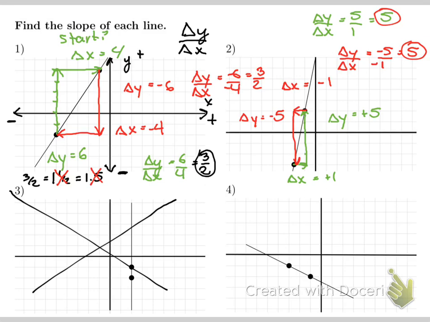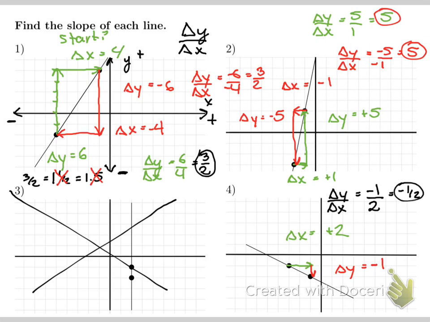Let's do one more example, and then we'll end this video. So this next one, we are going to start at this point. Let's say I find my delta x first, and I find that my delta x is +2. And then from here, I can go down, and that means that my delta y is -1. Let's put those two things together. So then I have my delta y, -1, over +2, which is just -1/2.